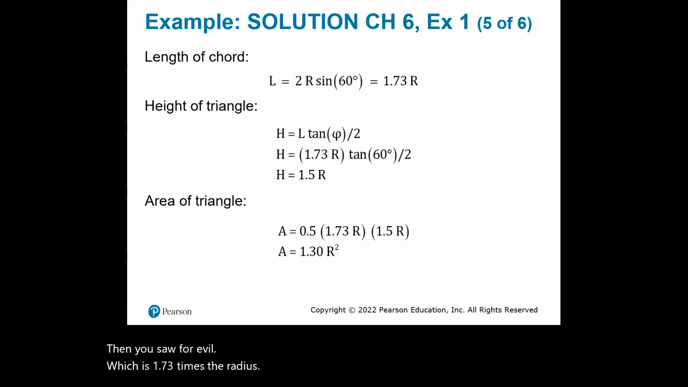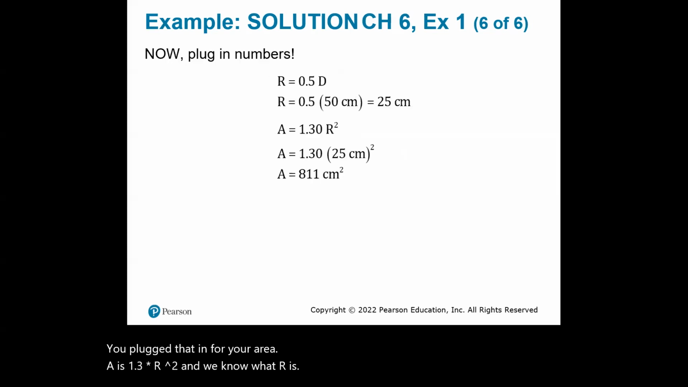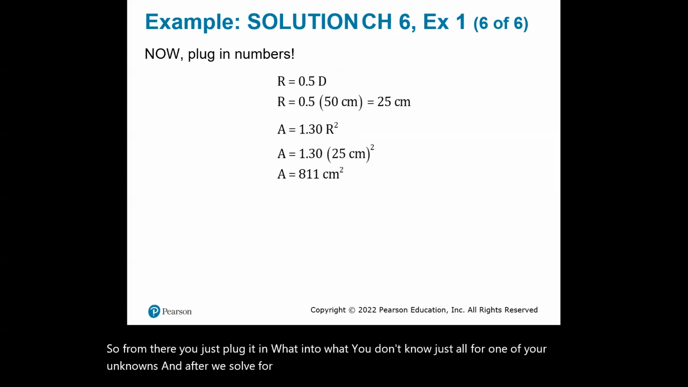Plug that into the height, right? And after that, you know H is equal to 1.5 times R. Plug that in for your area. A is 1.3 times R squared, and we know what R is. So from there, you're just plugging in what you know into what you don't know to solve for one of your unknowns. Now that we've solved for that, we could go back and solve for the other 2 unknowns, but that's not what they asked for. They only asked for the area.